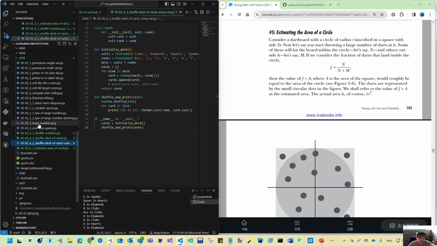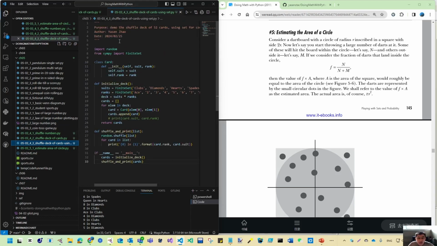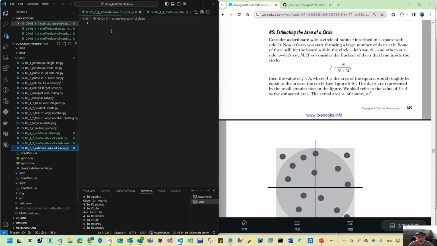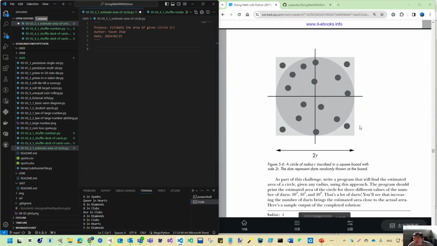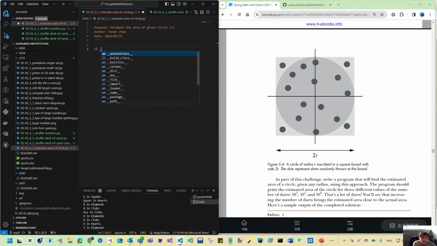Yeah, I will. So this will be the correct ordering. So let's go to our file. So first is this one, which is to estimate the area of a given circle with radius R. So that is the thing. So we will define our program, and see what we will achieve.